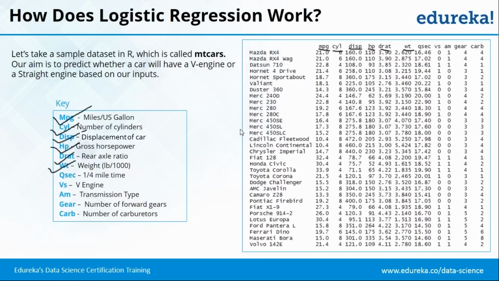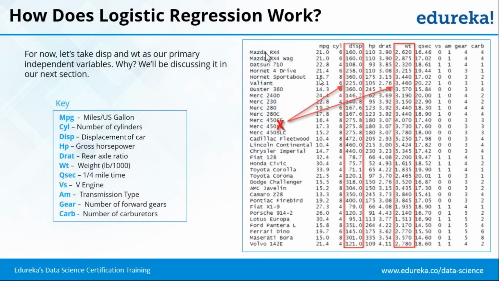Now, we will not be taking all the values. How you select which values to take in this model is a step you will learn in the demo part of today's session. So as of now, forget how we select values. We will be selecting DISP and WT.